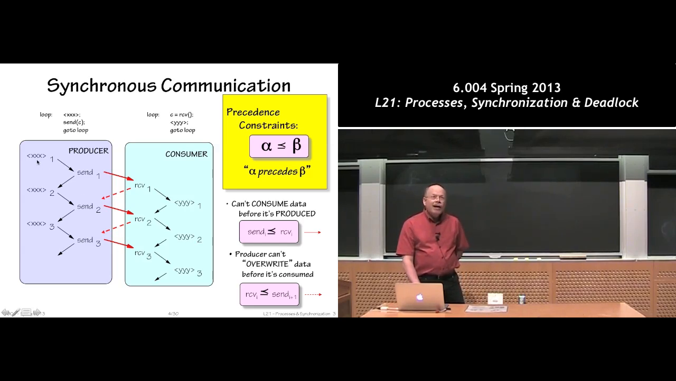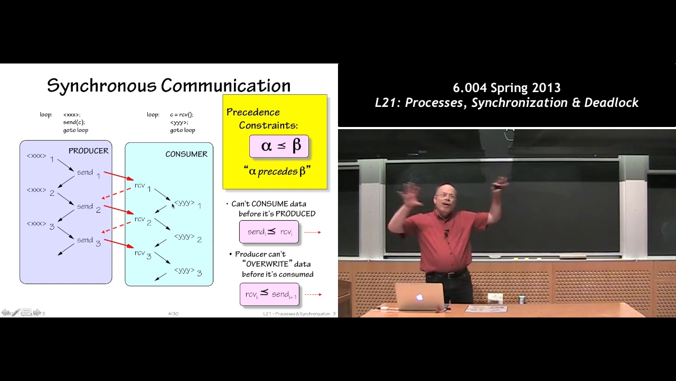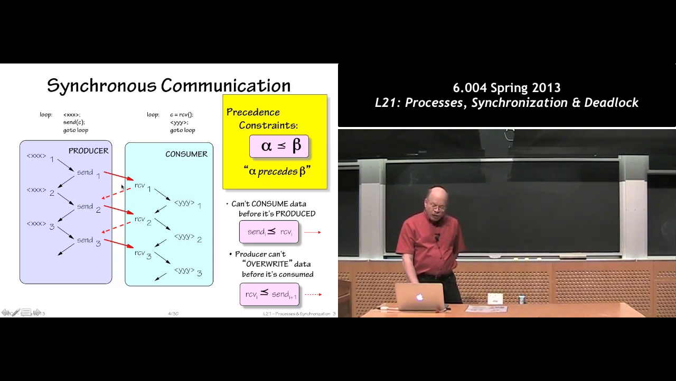And so what you can see is that we've established a series of precedence constraints that don't constrain what's happening in the rest of the process. The only constraints about allowable execution orders are between the send and receive, and then the receive and the subsequent send. Everybody sort of get that?